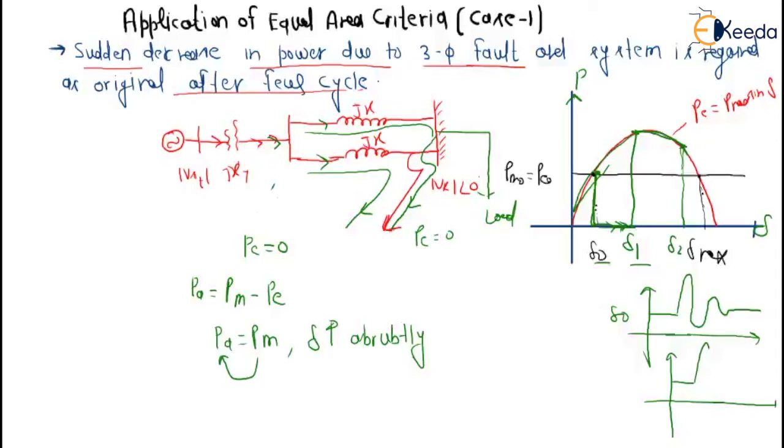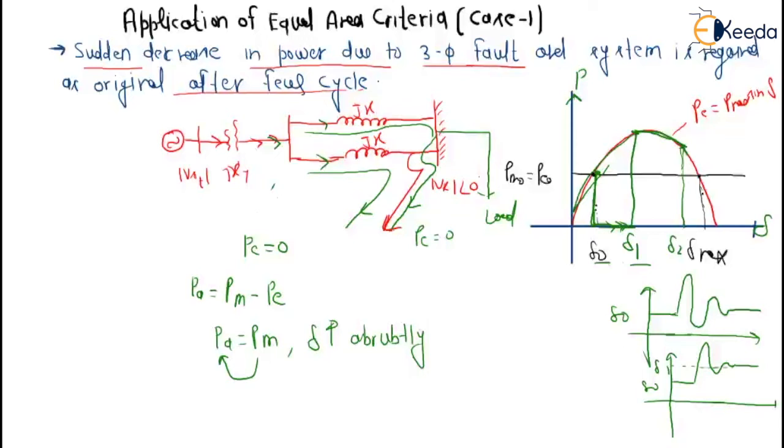In case of the mechanical increased input, we have seen that after fault, it was not settling at delta naught, it was settling at delta 1. So that case was improved when we increase the mechanical input, but in this case there is no increase in mechanical input, there is a variation in PE. So this is stabilizing at del naught. So I think this concept is clear.